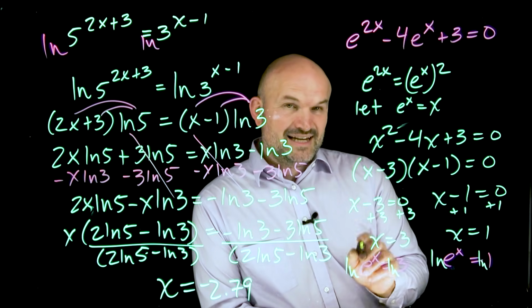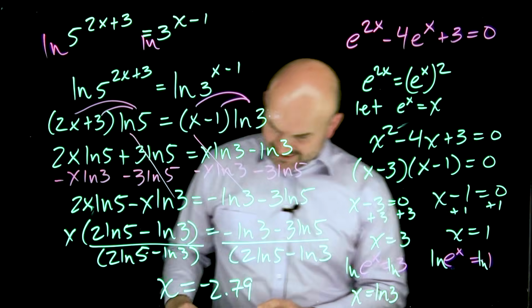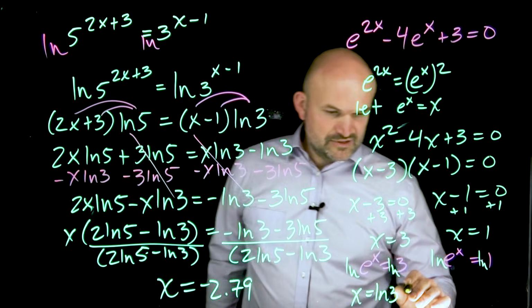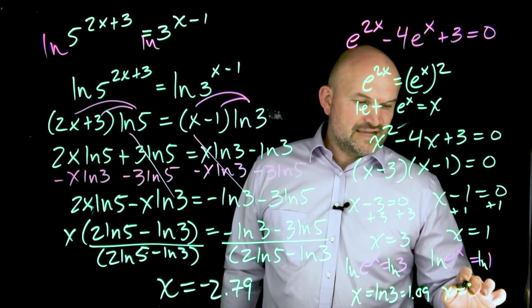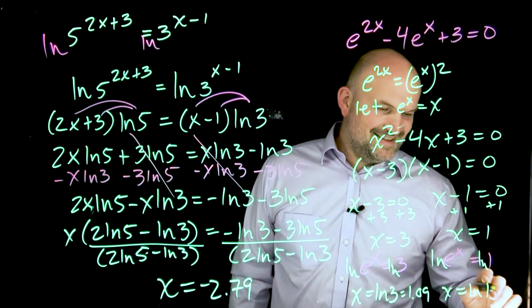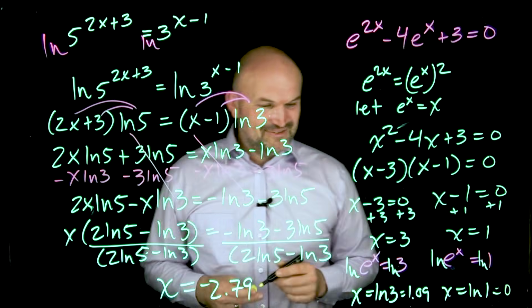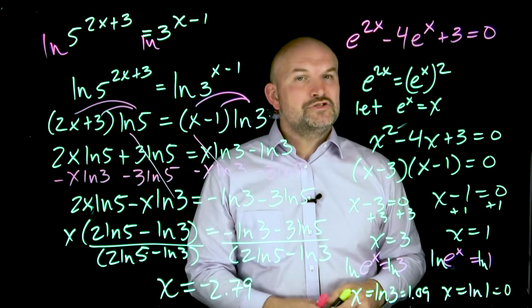So therefore, the ln of e to the x is just x, equals an ln of 3. And the ln of 3, in this case, is going to be 1.09. And in this case, I have x equals ln of 1. And the ln of 1 is just going to equal, of course, I should have known that, 0. So now you guys can see, in this case, we're actually going to have two solutions.